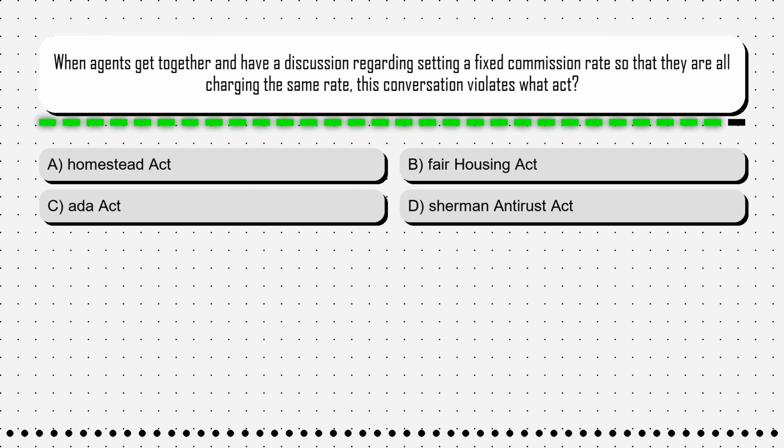Question 79. When agents get together and have a discussion regarding setting a fixed commission rate so that they are all charging the same rate, this conversation violates what act? Option A, Homestead Act. Option B, Fair Housing Act. Option C, ADA Act. Option D, Sherman Anti-Trust Act.